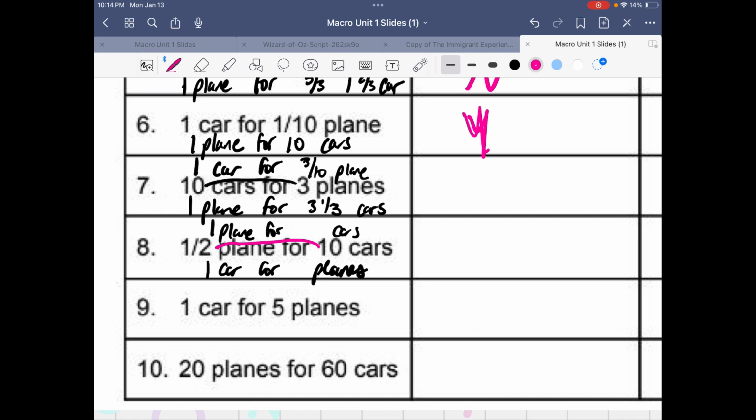Okay, thank you. Sorry. So 10 over 0.5 is 20. I got lost there for a second. 1 plane is 10 over 0.5, which would be 20. Or you can flip it the opposite. 1 car for, I would do 0.5 over 10, which is 0.05.